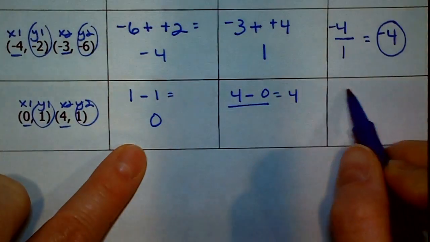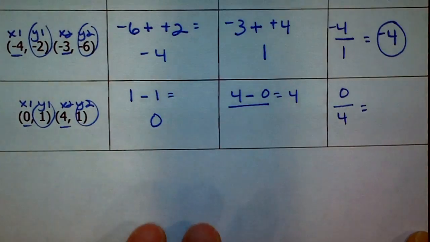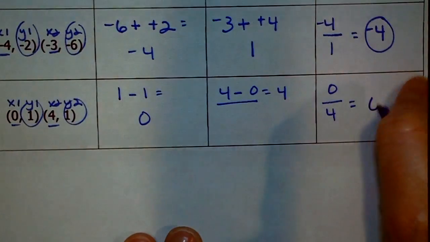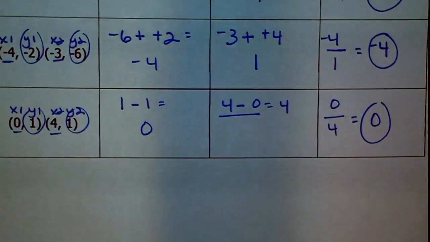And now, the rise is 0. The run is 4. Do you know what 0 divided by 4 is? It's 0. So if something has a slope of 0, I want you to try to imagine in your head what that would look like. Are you picturing a horizontal line? Yes. 0 slope means 0 steepness.